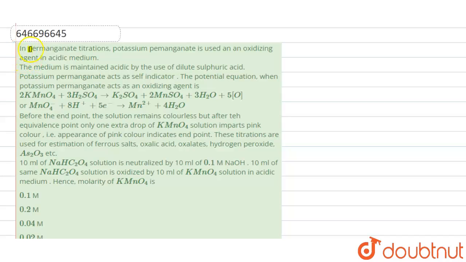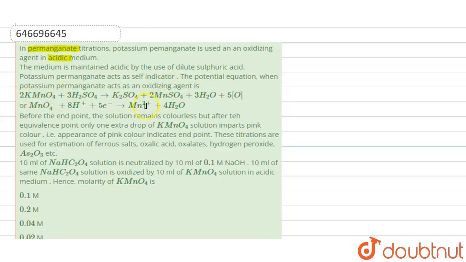Hello everyone, let's start the question. It says in permanganate titrations, potassium permanganate is used as an oxidizing agent in acidic medium. So the medium is maintained acidic by the use of dilute sulphuric acid. Potassium permanganate acts as a self-indicator. The potential equation when potassium permanganate reacts as an oxidizing agent is given over here.